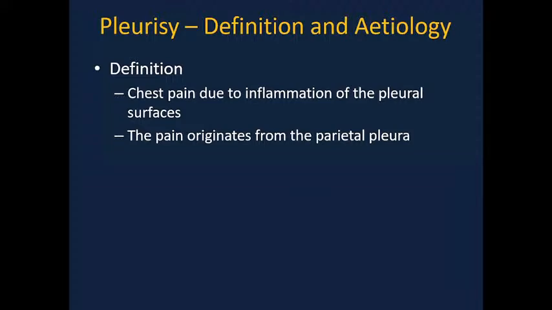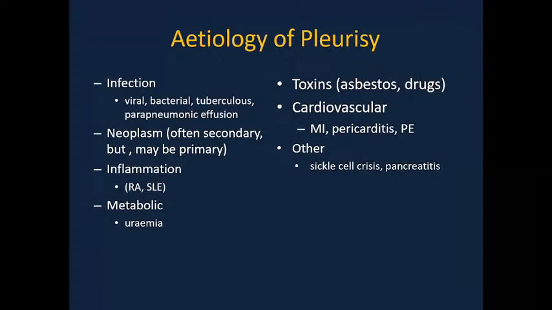So pleurisy is chest pain due to inflammation of the pleural surfaces. The pain originates from the pleura. The commonest causes are related to infection, neoplasm, inflammation, or metabolic disorders. So infection: viral, bacterial, tuberculosis and parapneumonic effusions. Neoplasms are often secondary, but on rare occasions can be primary.